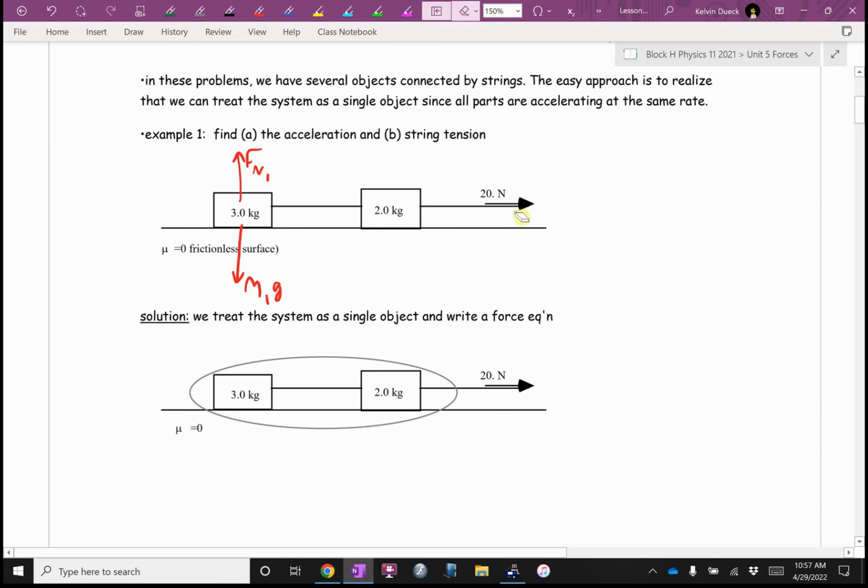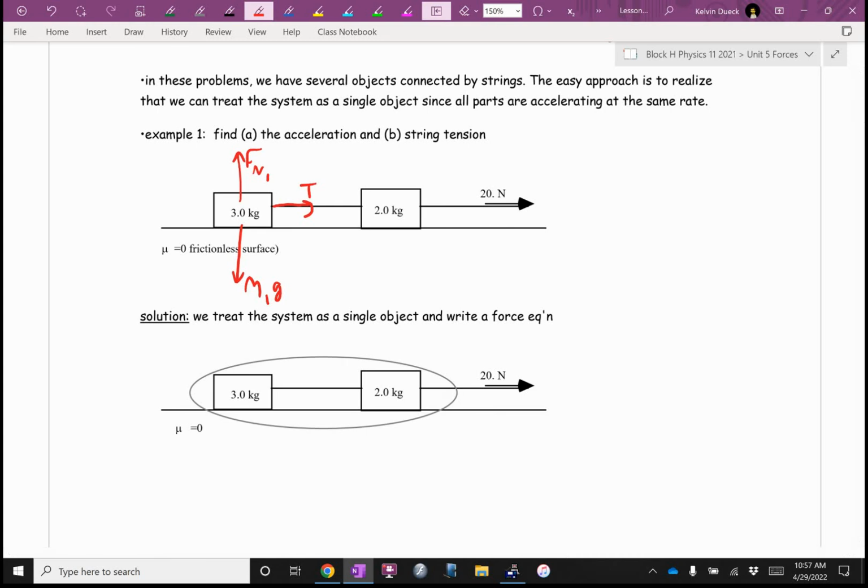Not the 20. The 20 is not touching the 3. 20 is touching the 2. What's touching the 3? The rope. What do we call the force from a rope? You're feeling some right now. Good. Tension. Those are the 3 forces on mass 1. If there was friction, I would have one more force pointing that way. I'd call it friction force number 1 to go with mass number 1 and normal force number 1.